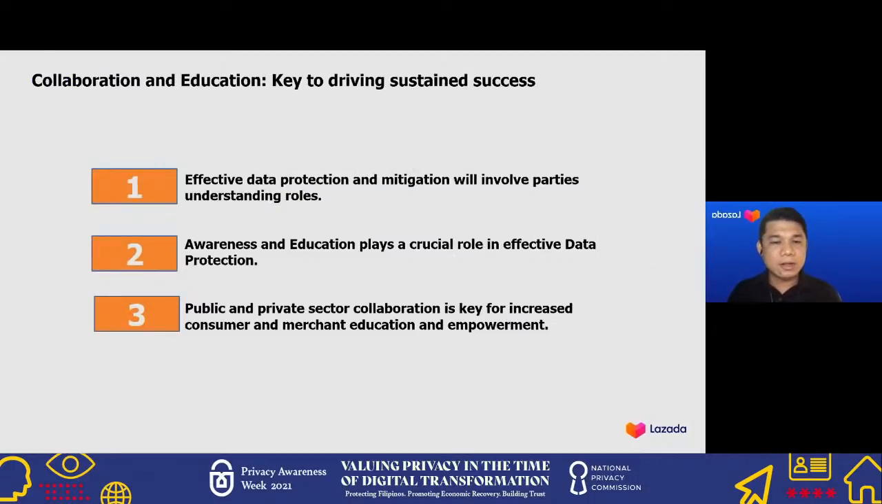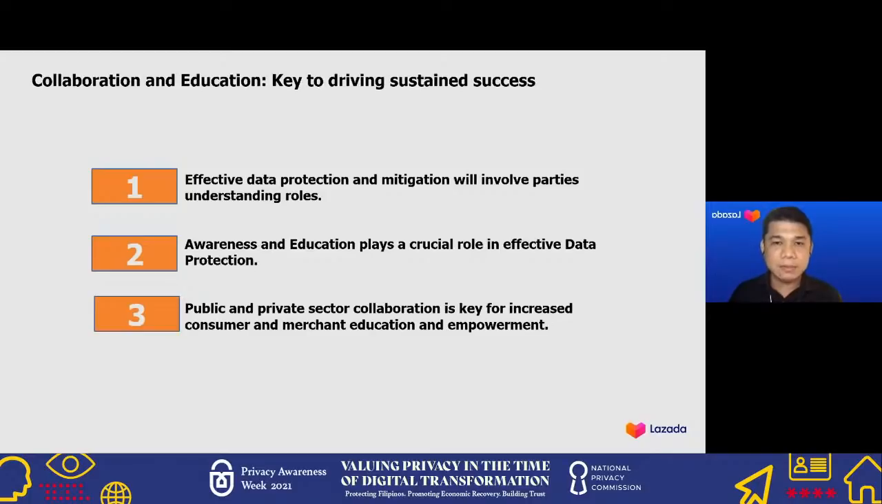To end, I'd like to leave the group with these 3 key takeaways. The major message that we would like to convey to this forum is that the challenges are there, but we understand it, and we continue to look into it, and we continue to address it, and we also enable everyone to remember that collaboration and education is key to driving sustained success.